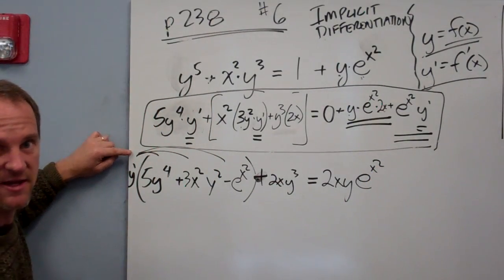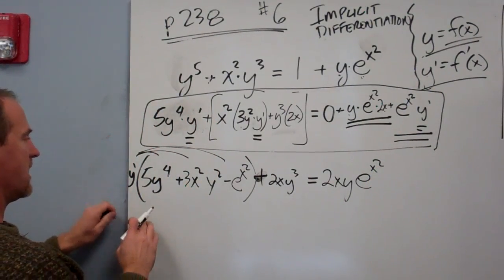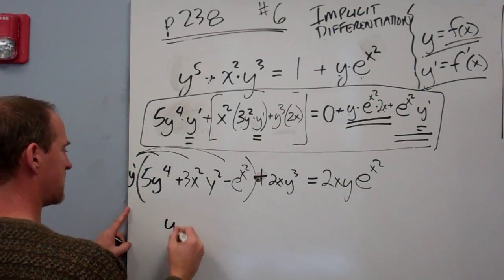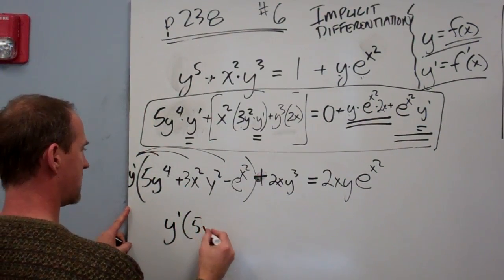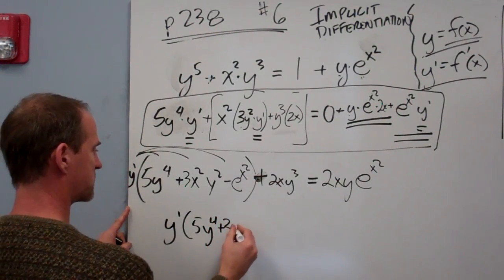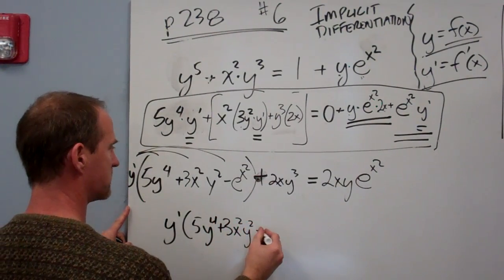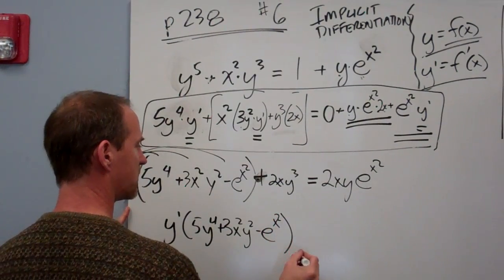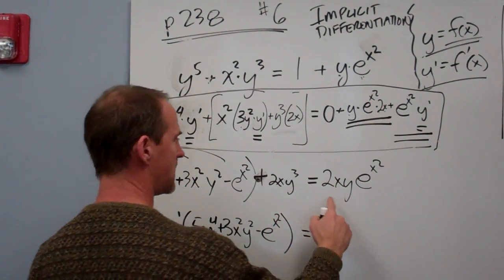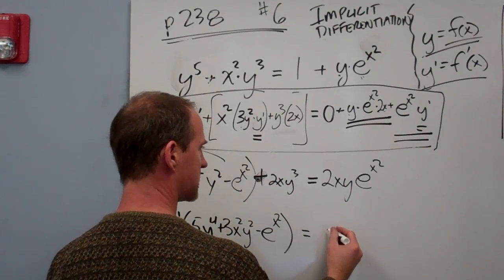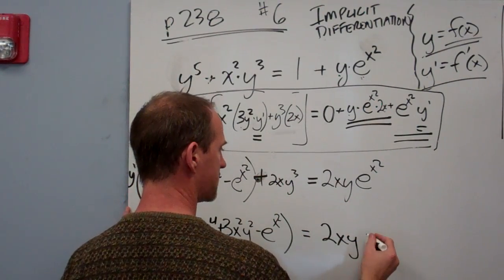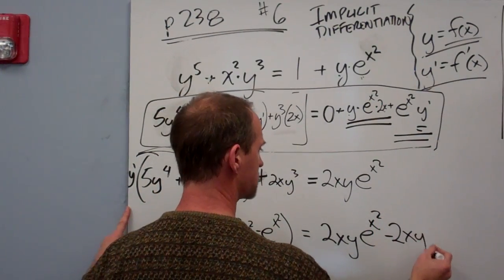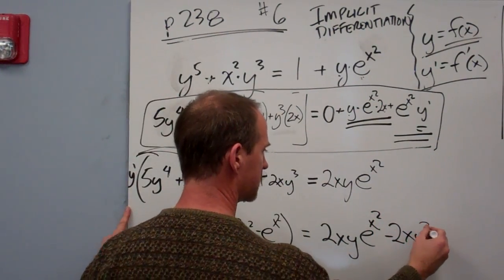Okay, so there's a lot of tidying up that you have to do. Now, I'm going to move this over to this side. I'm going to write it one more time. Y prime times 5y to the fourth plus 3x squared y squared minus e to the x squared, close parentheses, equals then, if I'm subtracting this, I'll write this out front, 2xy e to the x squared minus then 2xy to the third. All right?